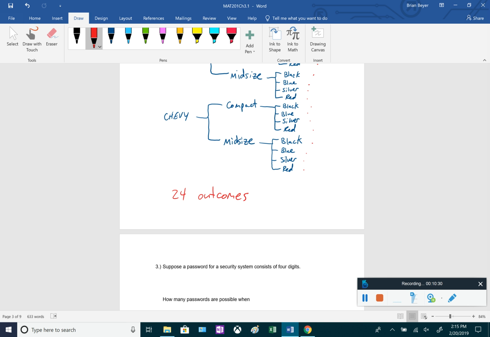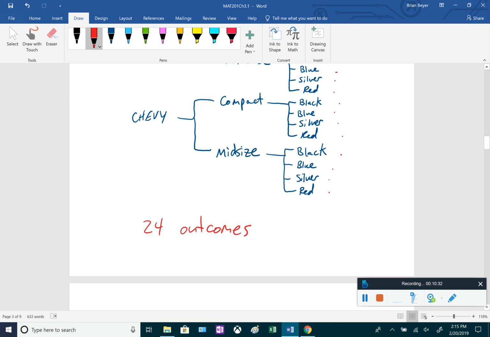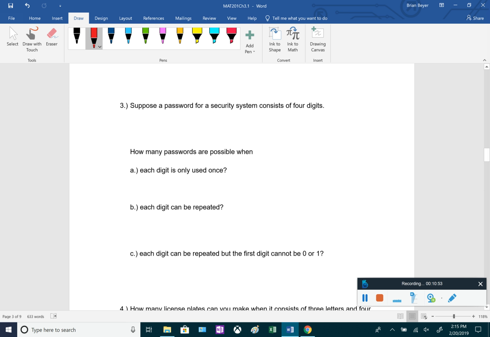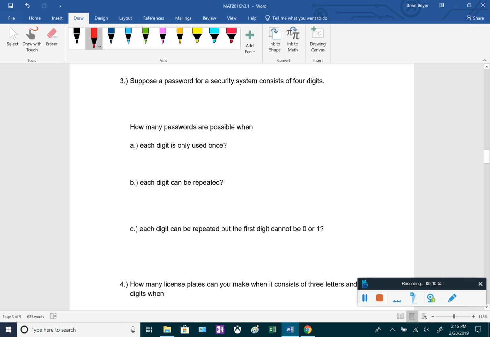Which, when we did the fundamental counting principle, that's exactly what we got. So if you were counting off the total number of outcomes, you could say you can get a Chevy midsize black, Chevy midsize blue, Chevy midsize silver, Chevy midsize red, Chevy compact black, Chevy compact blue, and so on. Not going to read them all off. Okay, so let's do a couple more examples using this principle.